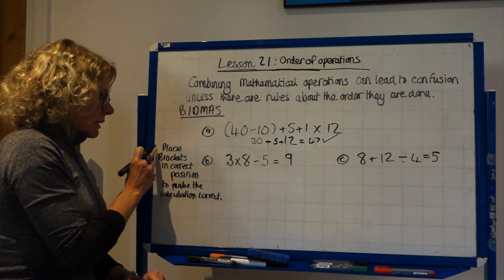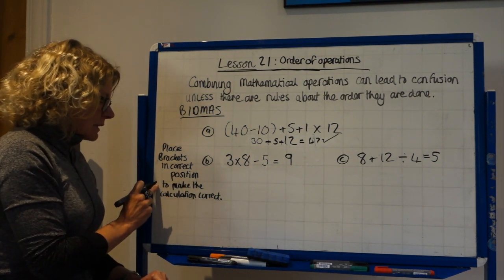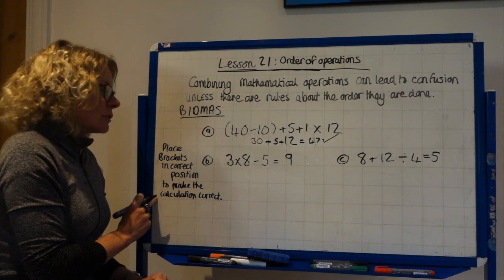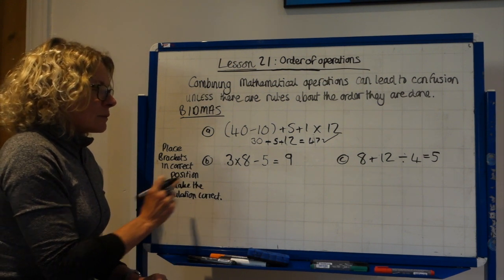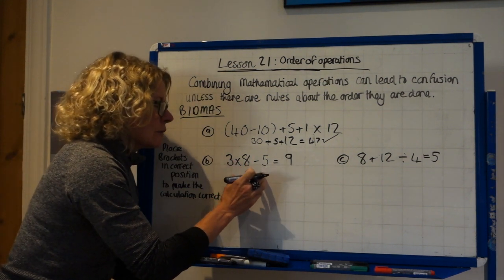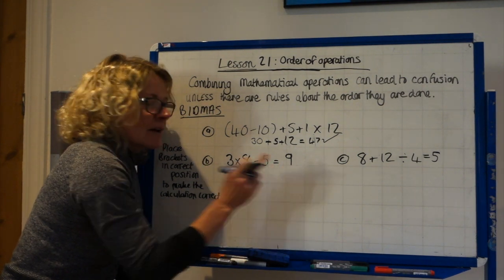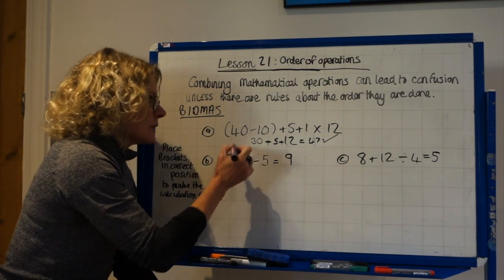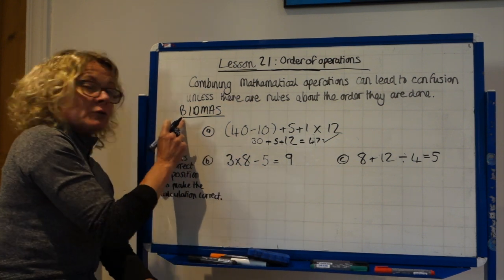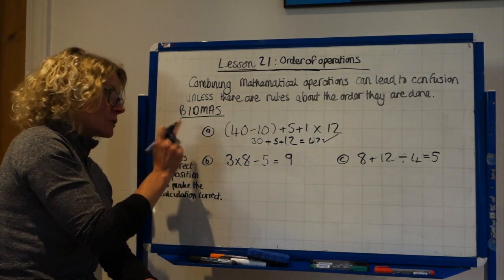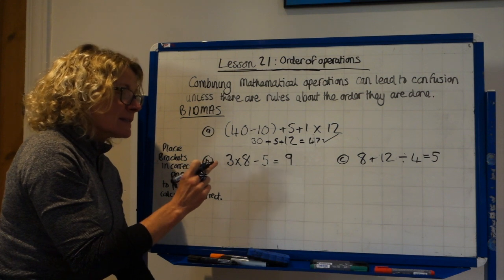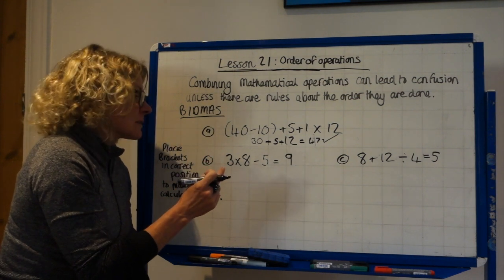Right, so these two are a little bit different and slightly more thinking about, okay? So it's asking you to place the brackets in the correct position to make the calculation correct, okay? So there must, of course, there's more than one way of doing this, but that is the correct answer, okay? So you need to put brackets to show what to do first, because brackets always come first. Let's look at both ways and see the different answers that we would get.